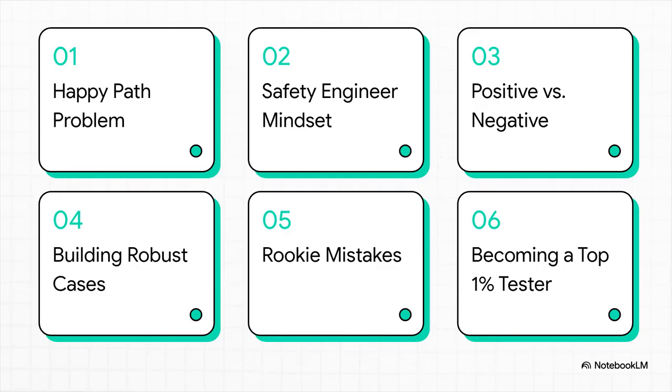So today, we're going to fix that. We'll start by tackling the happy path problem and adopting a new mindset. Then we'll break down positive versus negative testing, show you how to build truly robust test cases, go over the common rookie mistakes to avoid, and finally, share the principles that'll make you a top-tier tester.